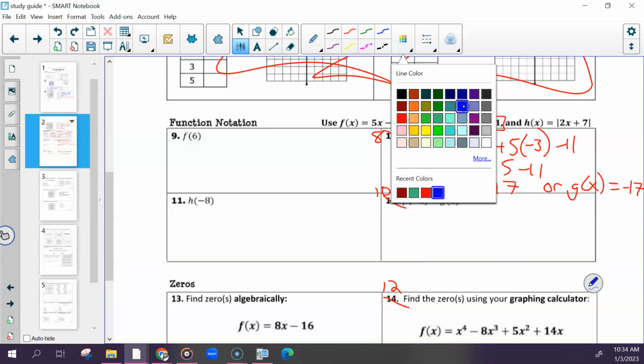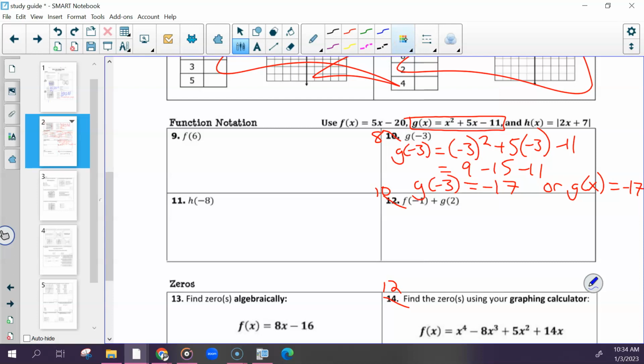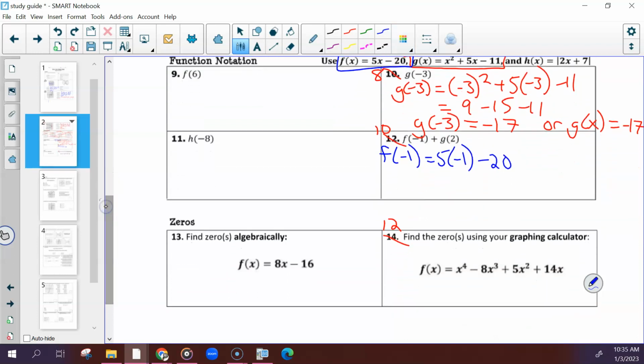Ten is really just doing what we did, but doing it twice for two separate equations. So they're using this f of x for the first part, and then the g of x for the second part. So let's do the first part first. F of negative 1 equals 5 times negative 1 minus 20. Simplify that, figure out what that is. We have negative 5 minus 20, or negative 25.